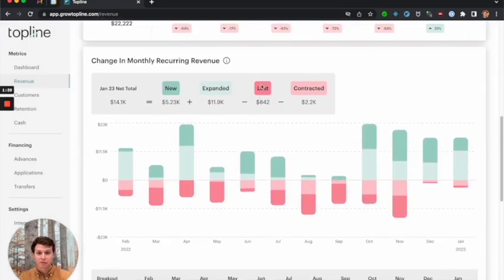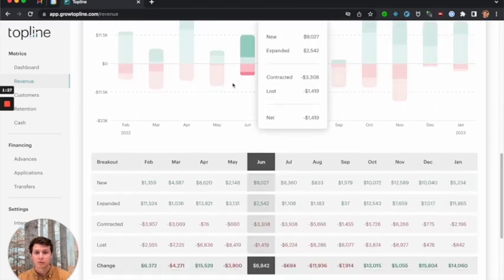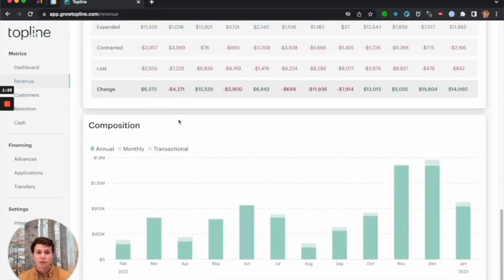After your existing revenue, how that changes is super important. We want you to know that on a day-to-day basis, what is changing between your lost and expanded, your new and contracted revenue is super, super important. Finally, we want to show you what the composition of your revenue is. Do you have a lot of annual contracts or monthly contracts? Are you shooting for more annual contracts or monthly contracts? And being able to track that over time is really important for your business.